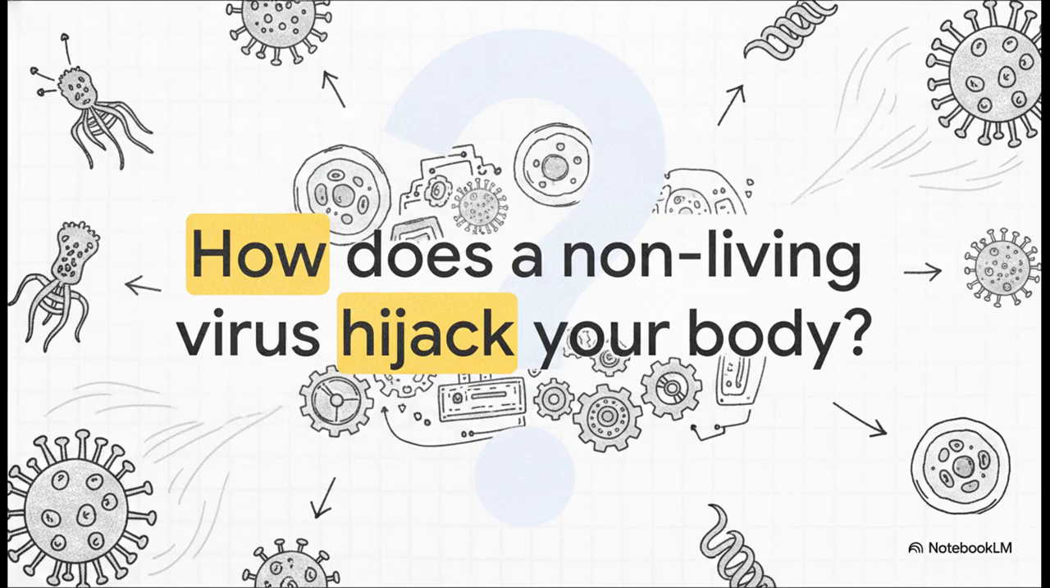It's a real paradox, right? I mean, viruses lack the basic cellular machinery for metabolism or reproduction. They can't do it on their own. And yet, they are incredibly efficient at multiplying and spreading. To pull this off, they literally have to turn our own biology against us.